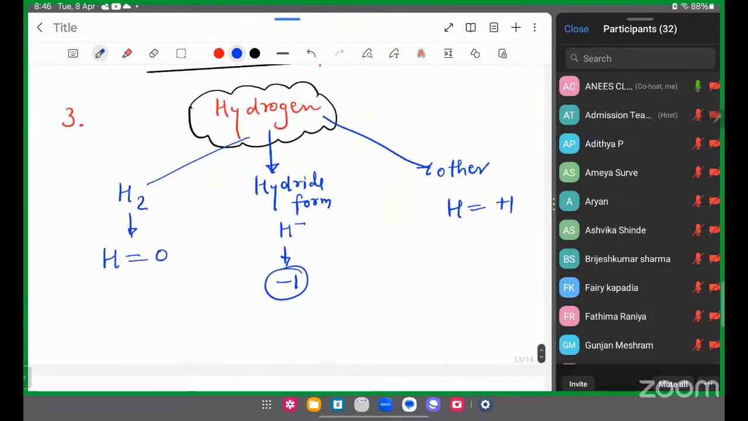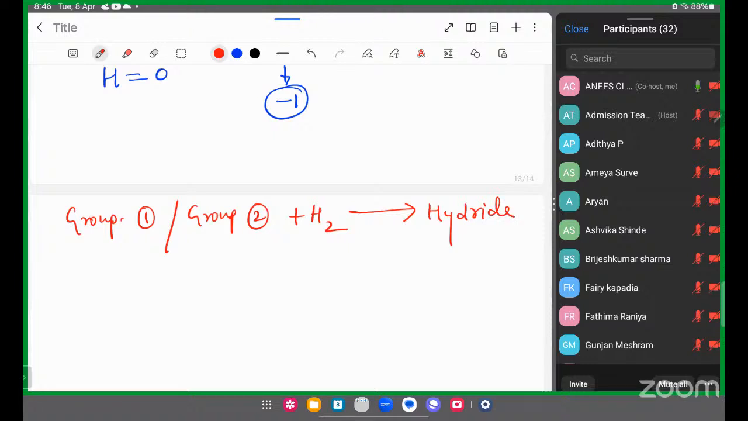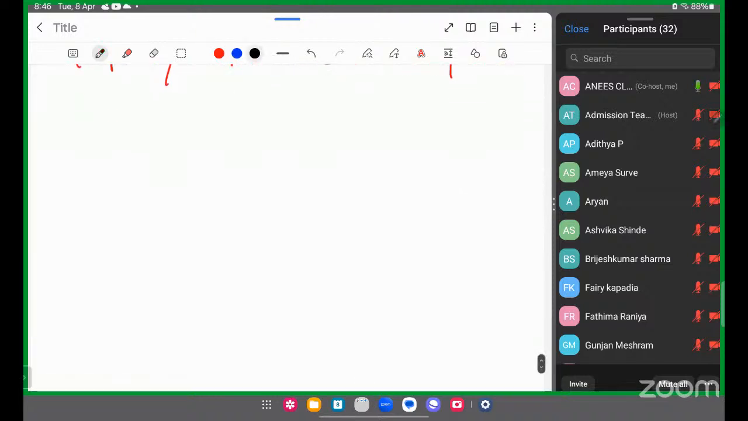Hydrogen forms hydride only with group 1 and group 2. So if we have group 1 or group 2 and it is reacted with hydrogen, it will form hydride, which means the oxidation state of hydrogen will be -1 if and only if hydrogen is with either group 1 or group 2. For example, let's say we have sodium hydride, NaH.